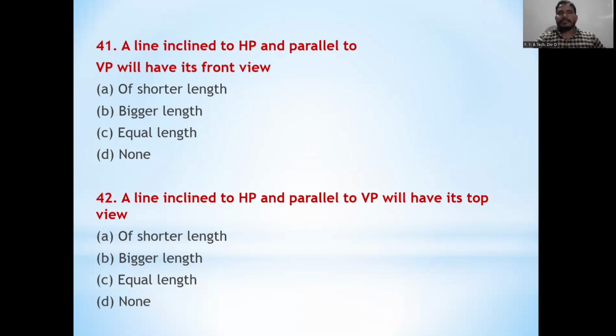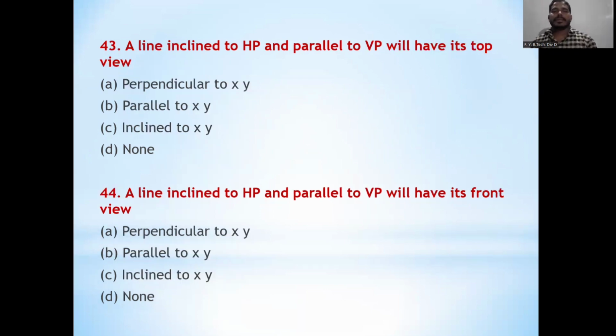Okay, next one, 43rd. A line inclined to HP and parallel to VP will have its top view. We'll see now. In this case, the line is making an angle with respect to HP and is parallel to VP. So same case is there again. It's inclined to HP and parallel to VP, and we'll have its top view.